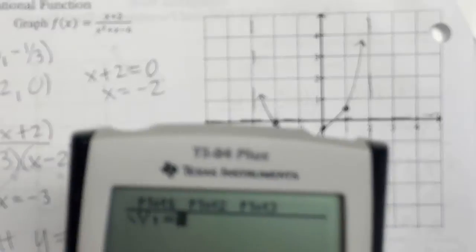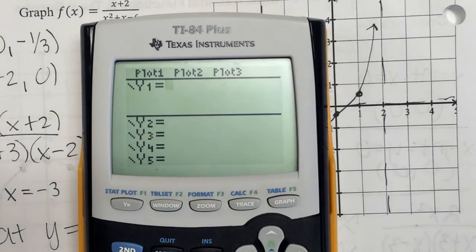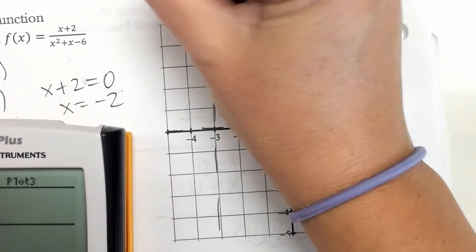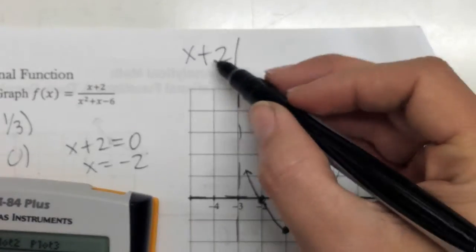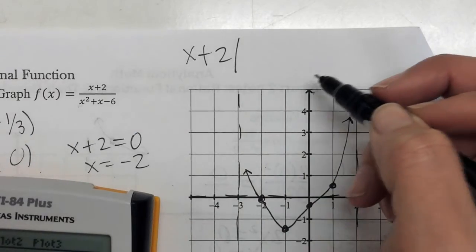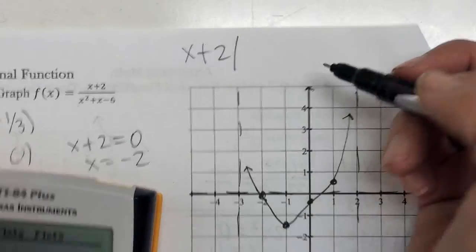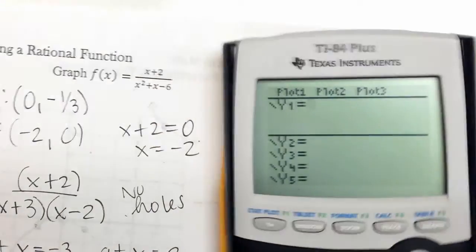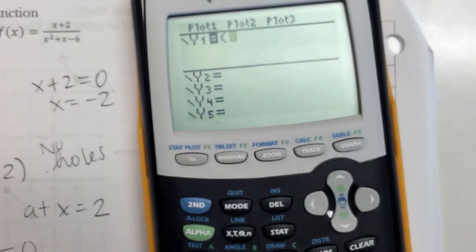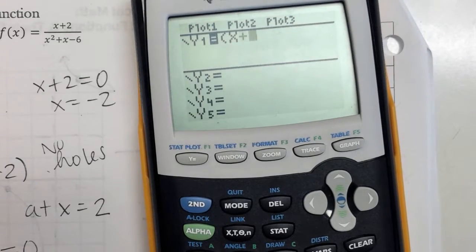Oh, you have to put parentheses around both of them. Remember, it's a binomial and a trinomial. Because if you do x plus 2 without parentheses, it thinks that you're doing x plus 2 divided by this. Does that make sense? Plug it in again. Use parentheses around x plus 2. Anytime it has more than one term, you need to use parentheses.